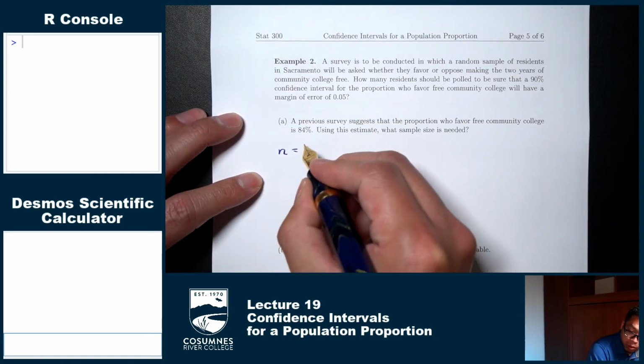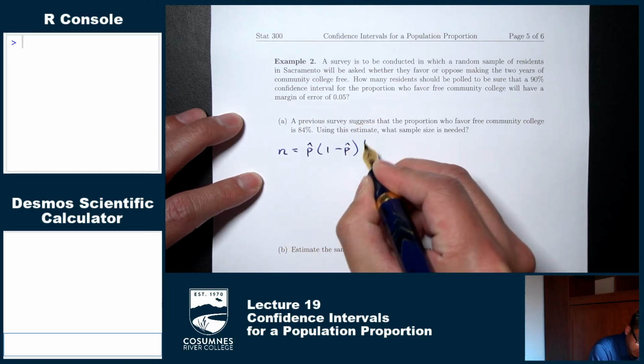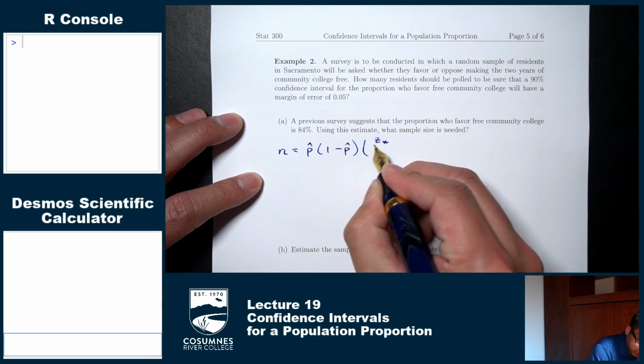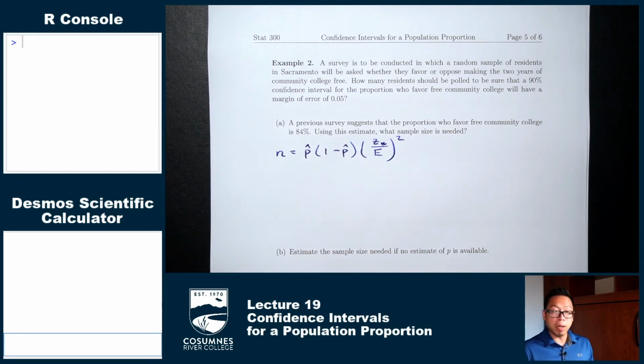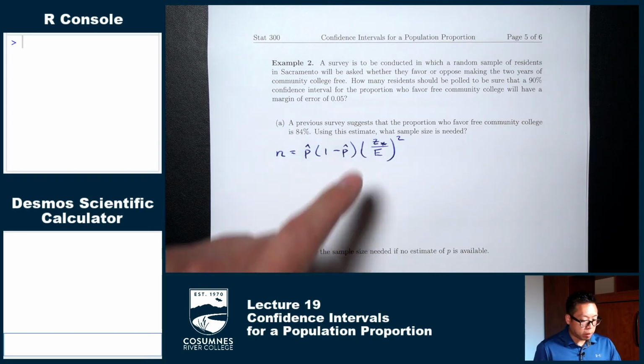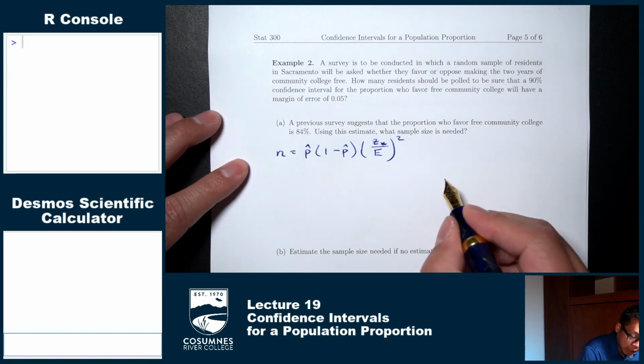So n equals p-hat, 1 minus p-hat, z star over e, squared. And what do we plug in for these letters? Let me start with the z star. Z star has to do with the confidence level and this picture.